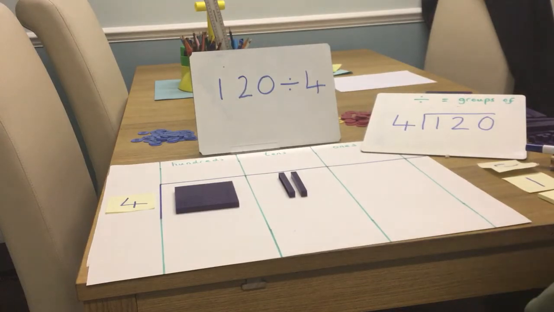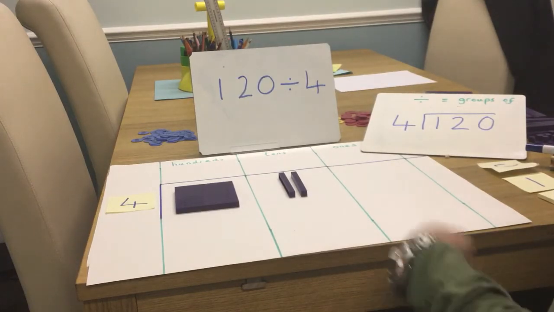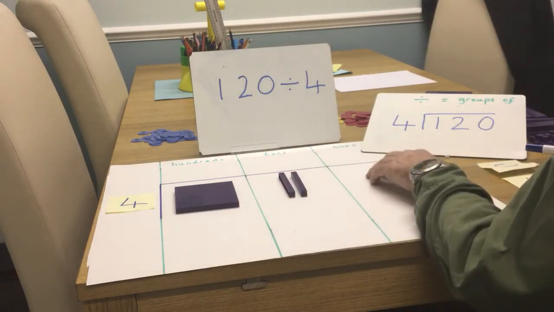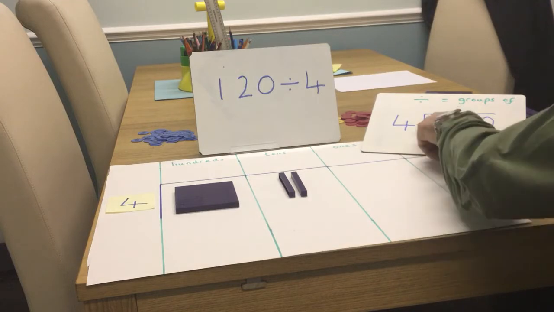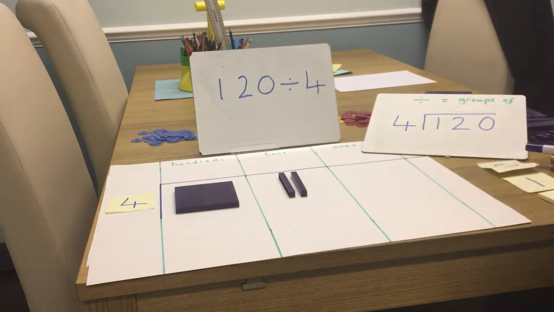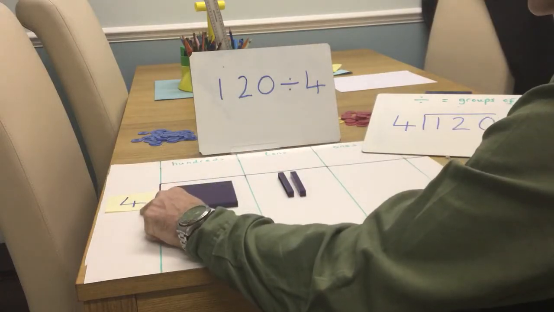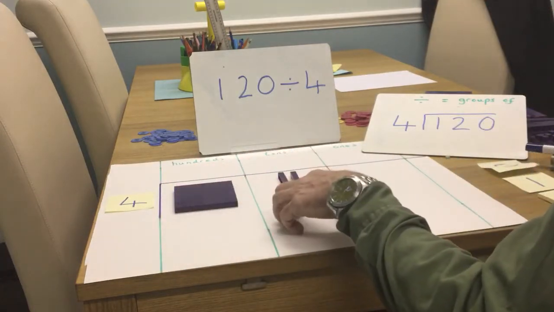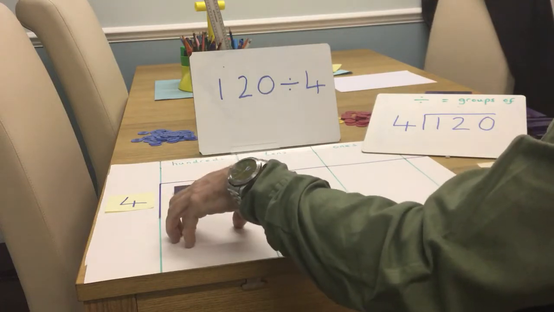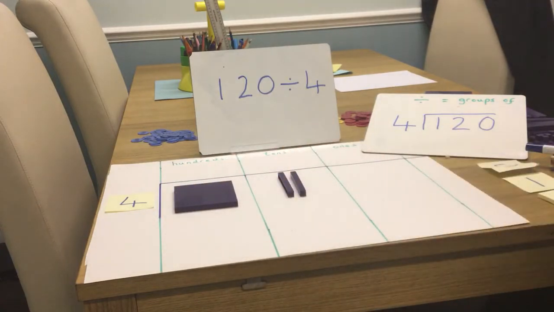The question says 120 divided by 4. So we have 120. You can see there's no ones in this. And there's what it would look like if it was written in your book. Okay, so we know we're dividing by 4. So in each column we're looking at making groups of 4 from that column. 4 hundreds, 4 tens, 4 ones.